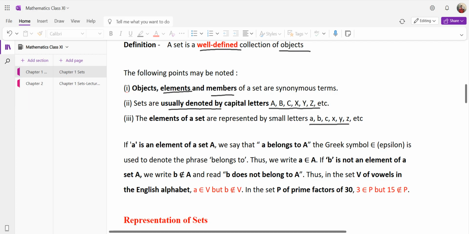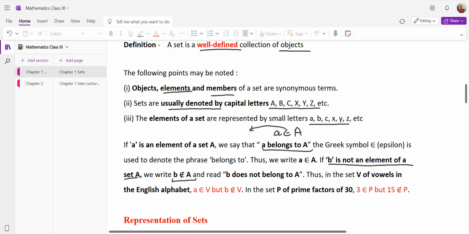If an element a belongs to the set capital A, we can denote this by a belongs to capital A. This symbol is a Greek symbol called epsilon. If b does not belong to the set A, then we can write it as b does not belong to A.